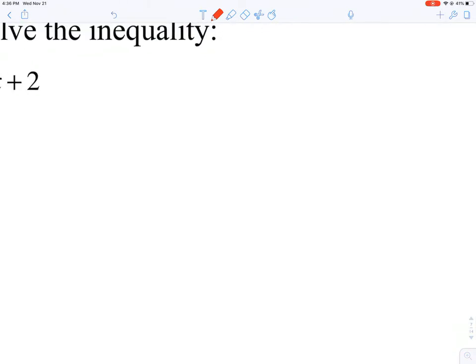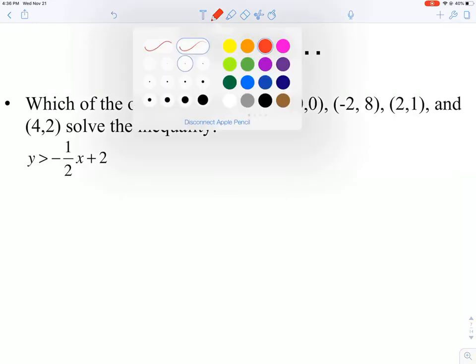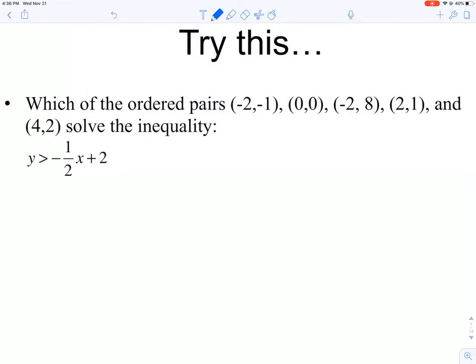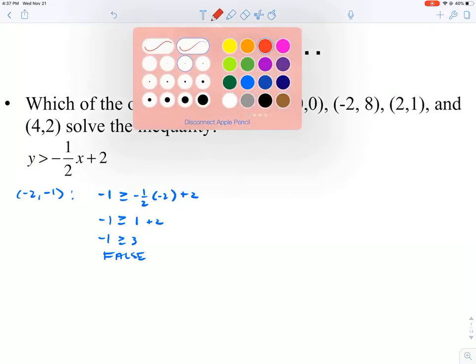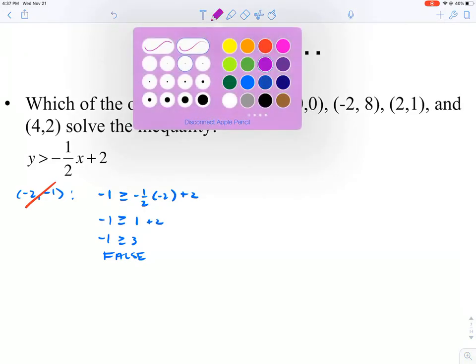Okay, so which of these ordered pairs are part of the solution set to the inequality? You can figure this out just by substituting them all in. So if we want to test -2, -1, substitute -1 in for y, -2 in for x. Okay, that's false. So therefore we know that -2, -1 is not part of the solution set.